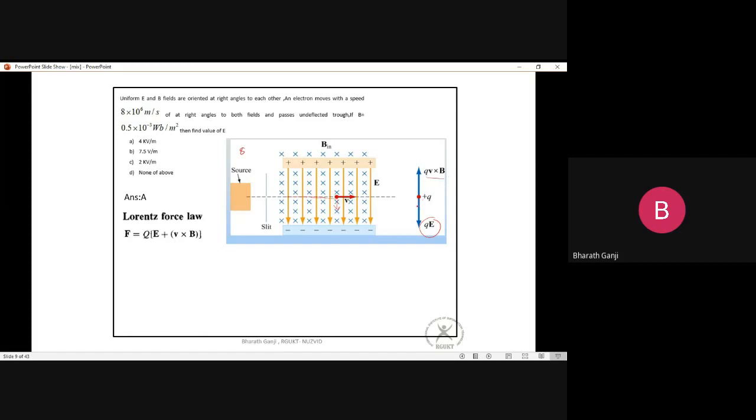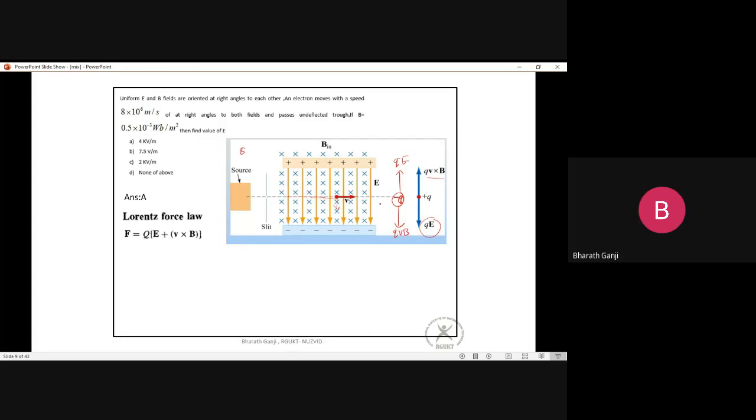So you can see if a positive charge was moving, then these forces were in this direction. But here there is a negative charge, because it's an electron, it's a negative charge. So for the electron, the electric force will be pointing like this, whereas the magnetic force will be pointing downwards. It is exactly opposite.